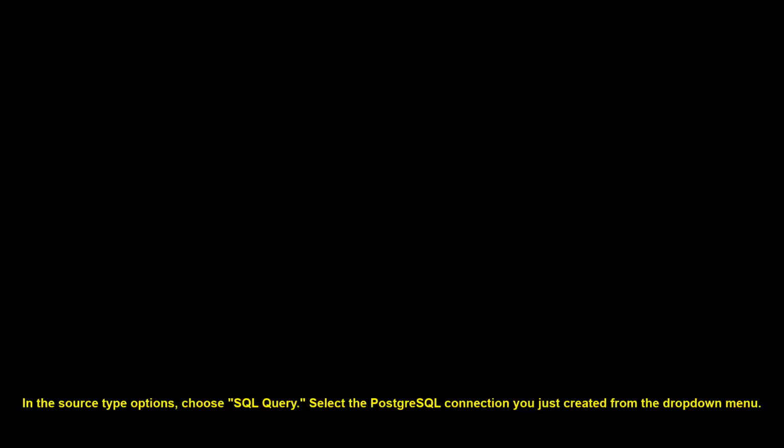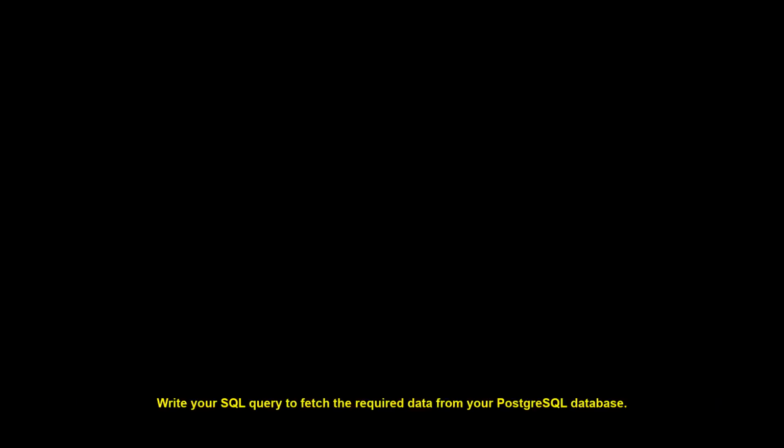Click on the New Dataset button to create a new dataset. In the Source Type options, choose SQL Query. Select the PostgreSQL connection you just created from the drop-down menu. Write your SQL query to fetch the required data from your PostgreSQL database.